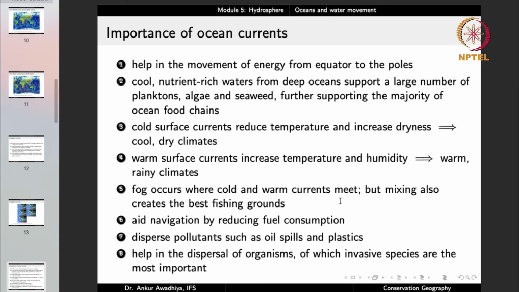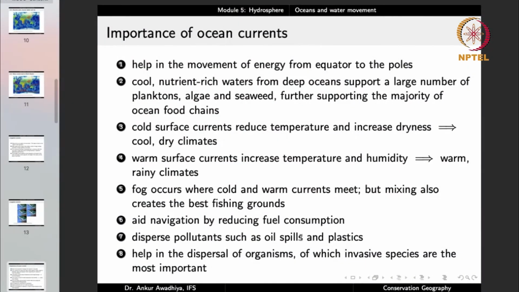Fog occurs where cold and warm currents meet, but this also creates the best fishing grounds. Why? Because the cold currents are bringing in a lot of nutrients, and when they are meeting with the warm currents, then we have a situation where it's not as cold. The temperatures are also moderated. So in those circumstances, we can have much more biological productivity as compared to a location that would be having an equal amount of nutrients but is very cold.